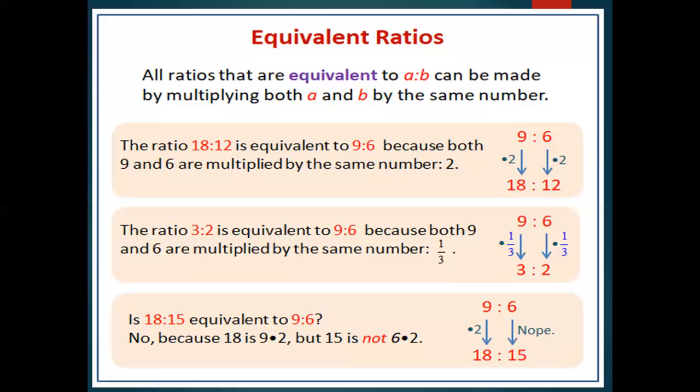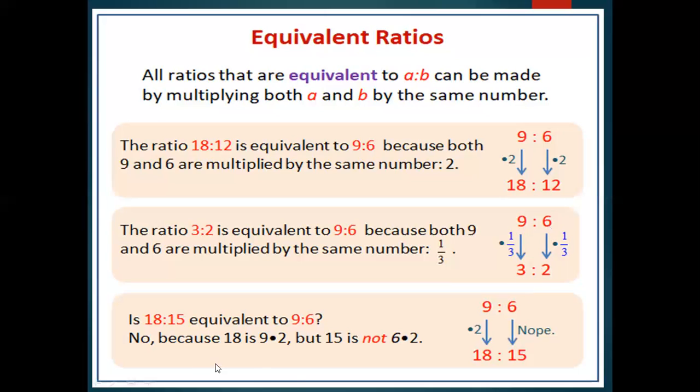Similarly, here you can see 3:2. This ratio will be equivalent to 9:6. How? You can say if we multiply both numbers by 3, we will get 9:6. Or we can say if we divide 9:6 by 3, then we will get 3:2, right?